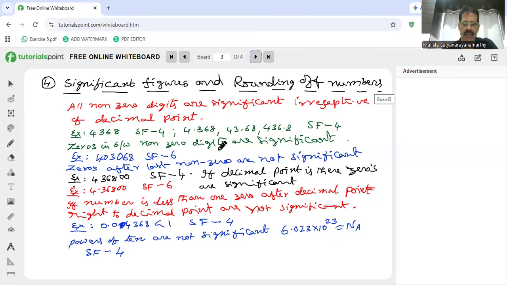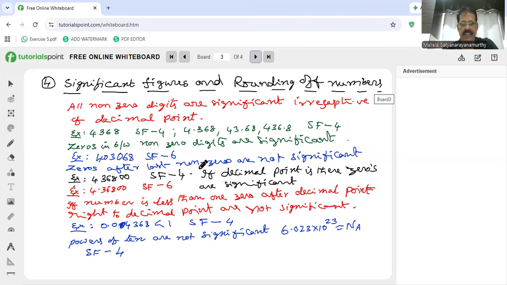Zeros in between the non-zero digits are significant. See one example I have given. Here, zeros I incorporated between the non-zero digits, those are significant. So in this example, there are 6 significant figures.